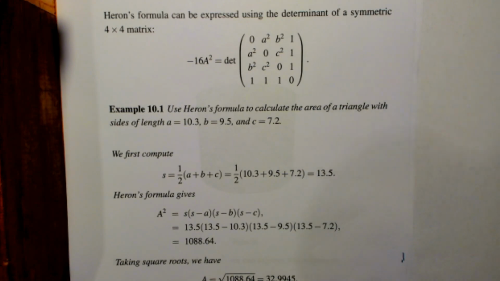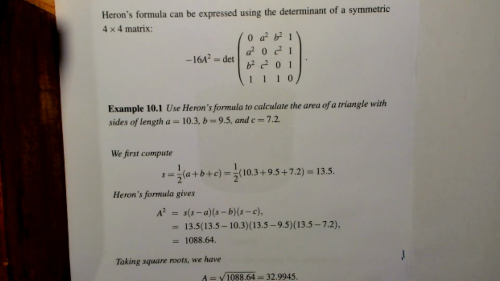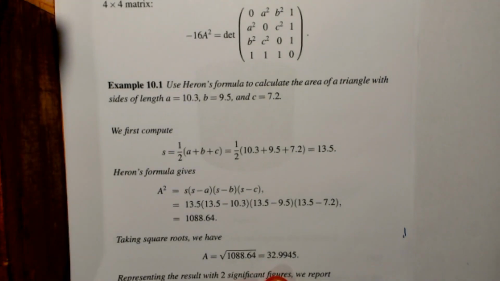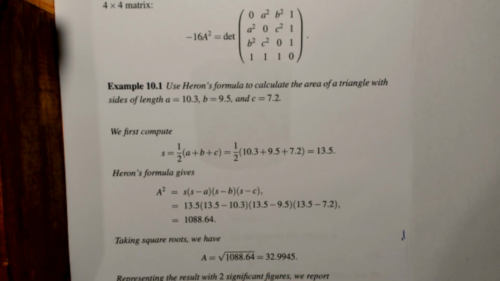Now taking the square root gives us that the area of that triangle is 32.9945 units squared. Okay, so representing that result with two significant figures, for example, if we wanted to, then we might call that 33 units squared.